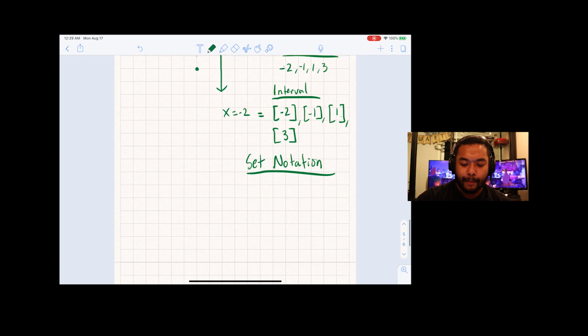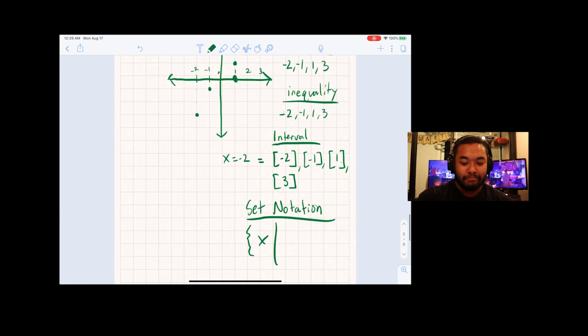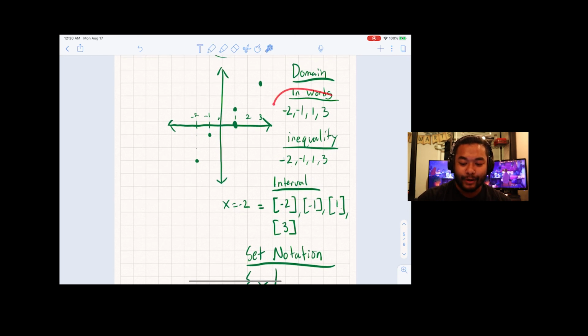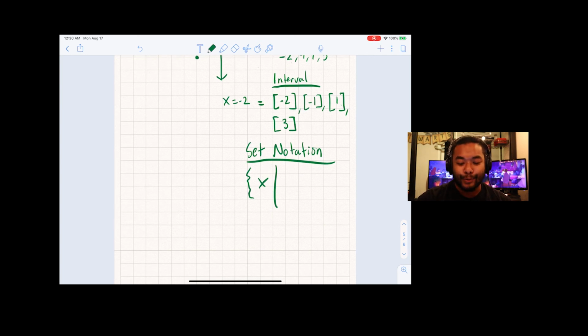is going to be, now say it out loud with me if you can, because it helps. Squiggly bracket, the set of all x values such that. Now, what do we write? All we have to write is what we wrote up here in words and inequality. We don't even have to use the interval closed brackets because it's assumed. So all I have to say is the set of all x values such that x is -2, x is -1, x is 1, and x is 3. That's it.